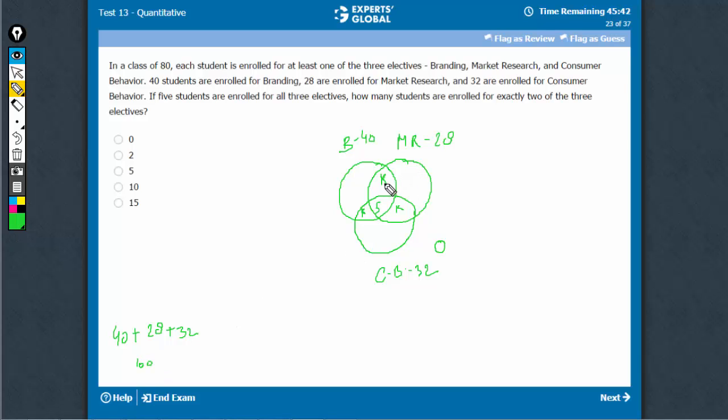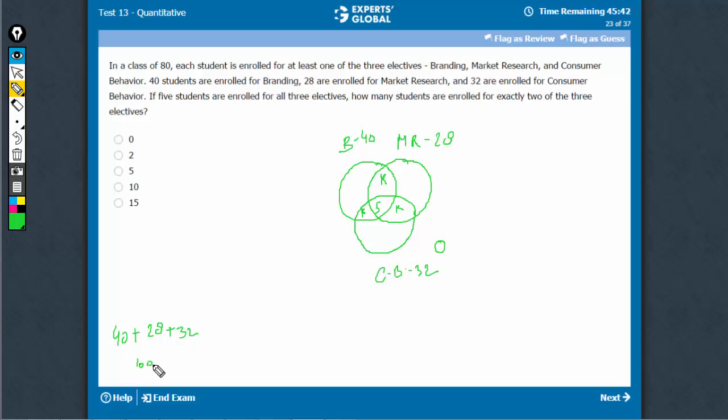in this sum, the parts that K represents have been added twice every time. Okay, so for example, this part was added in branding as well as market research. This part was added in market research as well as consumer behavior, and this part was added in branding as well as consumer behavior. So this part has been added twice while it should have been added only once.